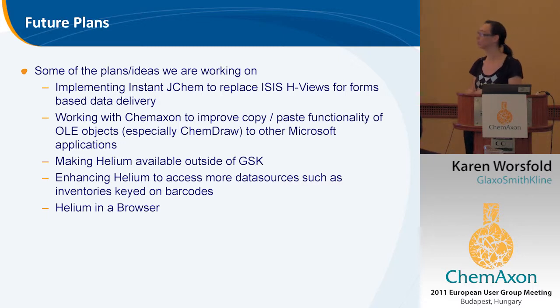The last slide is talking about some of our ideas for Helium. We're working with some of the features in JChem for Excel to make it even better. We want to make Helium available outside of GSK. We also want to enhance Helium to access even more data. There are additional inventories which are keyed on barcode, so that's a natural extension to what Helium already does. We're also looking at Helium in a browser, which might lend itself to compound CV type access to the data.